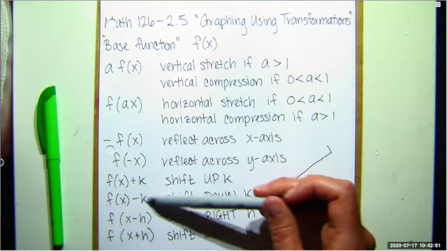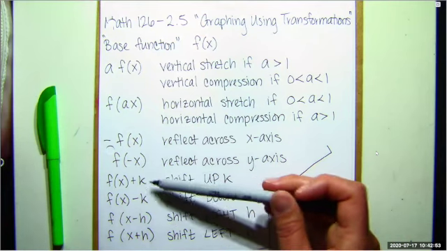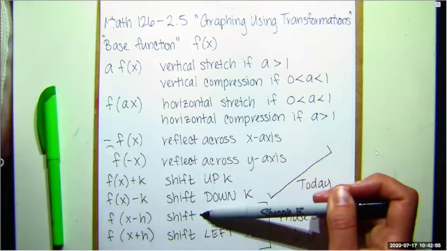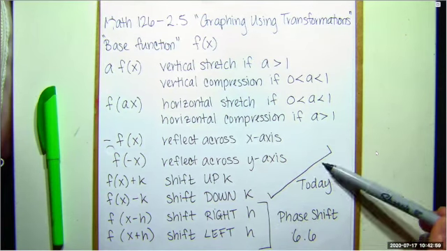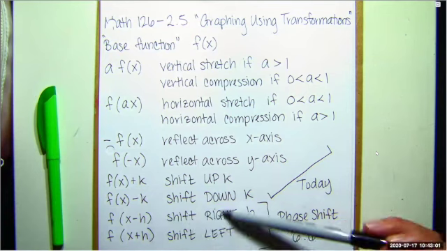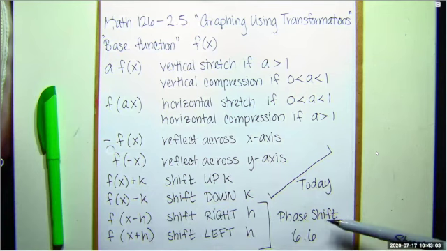If we add or subtract a number outside the function, that's a shift up or down, right? We're just adding something to the y values. These are the transformations we'll cover today. And then shifts left and shift right, these are called phase shifts when they apply to trigonometric functions. Those are covered in a separate section, section 6.6.